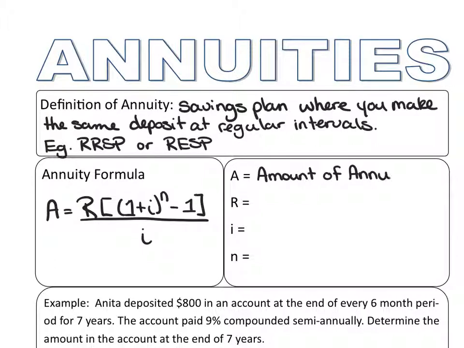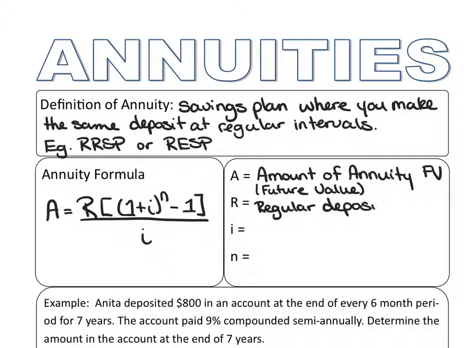They also call it the FV, or the future value. So what is your annuity going to be worth in the future? That's mostly what we're solving for when we use this formula. R stands for regular deposit. So it is the amount of money that you are going to put in on a regular basis, and it's always the same amount.